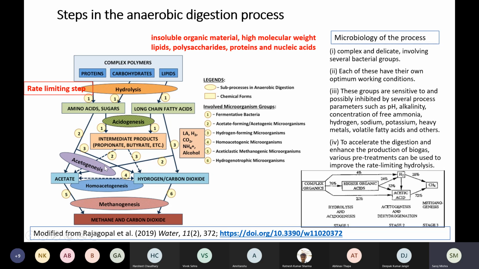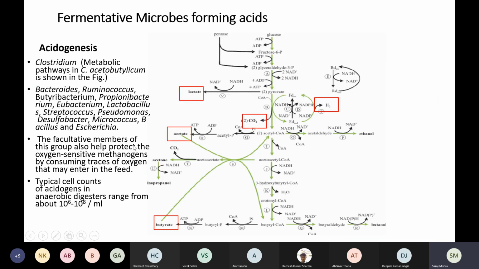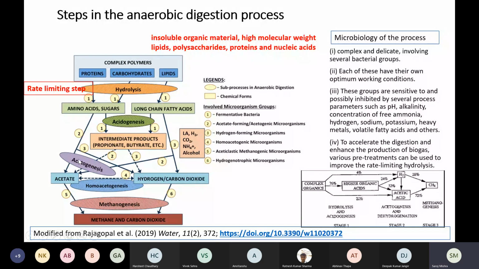What kinds of molecules are you going to deal with? These chemical forms are shown in the form of a rectangle, which is why this is a rectangular picture. Proteins, carbohydrates, lipids, amino acids and sugars, long chain fatty acids. They can be broken down into hydrogen and carbon dioxide, or amino acids and sugars can be broken down into acetate, or sugars can be broken down into propionate and butyrate. That is why all of these are shown in the rectangular form. So these are the molecules, these are the products. And finally, you see here methane and carbon dioxide.